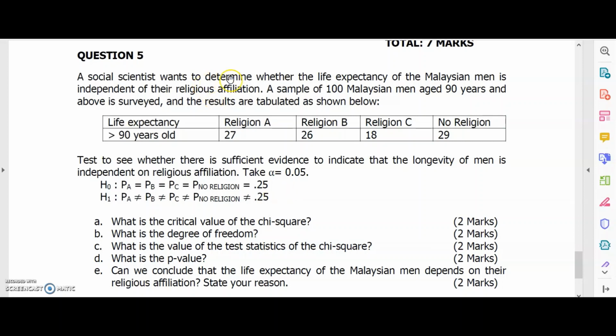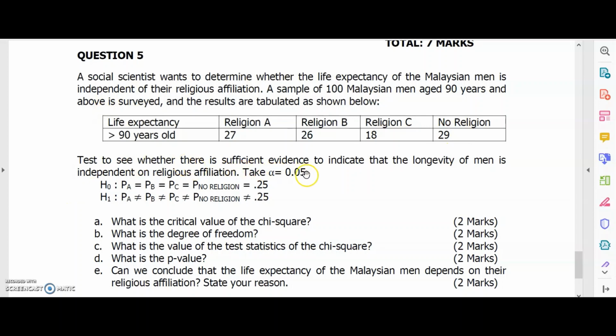A social scientist wants to determine whether the life expectancy of the Malaysian man is independent of their religious affiliation. A sample of 100 Malaysian men aged 90 years and above is surveyed and the results are tabulated as shown below. The life expectancy is for over 90 years old, so this is supposed to be 90 years old or older. Religion A 27, religion B 26, religion C 18, and no religion 29. So we have four categories, 100 Malaysian men: 27 plus 26 plus 18 plus 29.